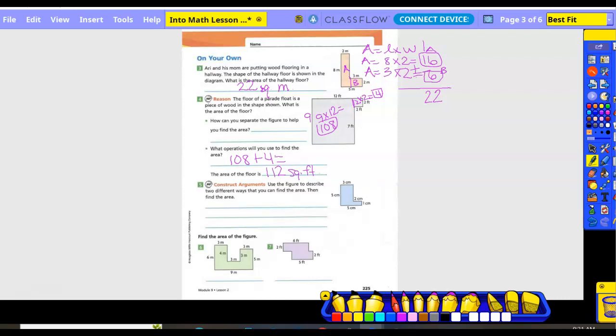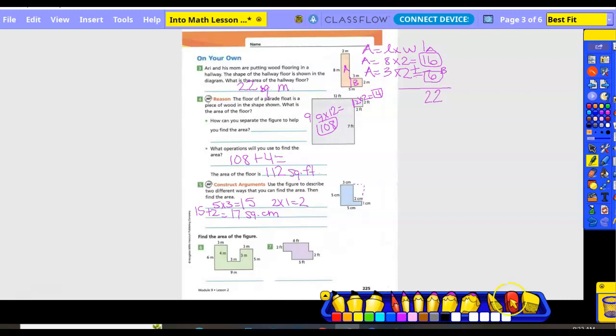So we could break it into 2 pieces, right, and find it that way. So if we do it that way, we would do what? 5 times 3 equals what? 15. And then we would do the other box of 2 times 1, which is what? Is 2. So 15 plus 2 equals what? 17 square centimeters.